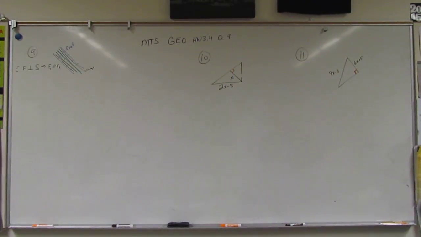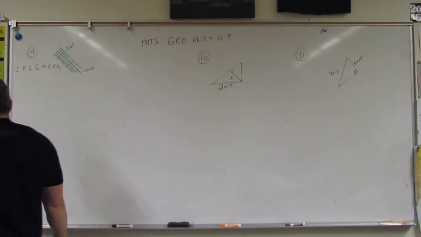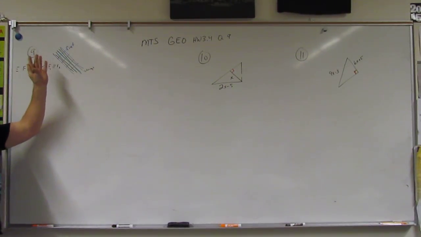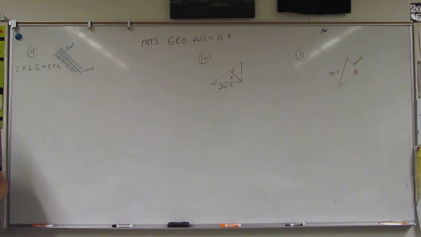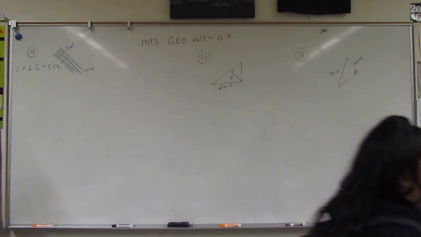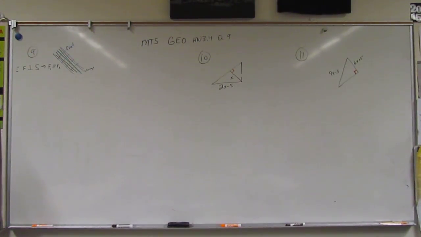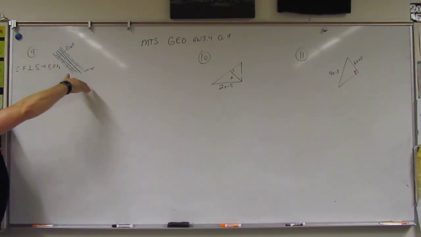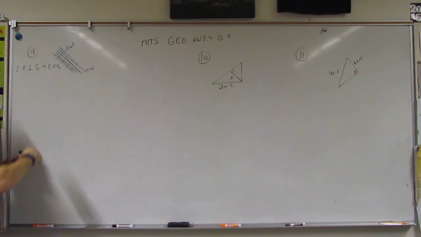Alright, so the first problem is a story problem, and it gave us words. And what we did was translate the words into symbols, the symbols that we used in chapter 2. And it's a conditional statement. And the conditional statement is such that the frets are perpendicular to the strings. Okay?